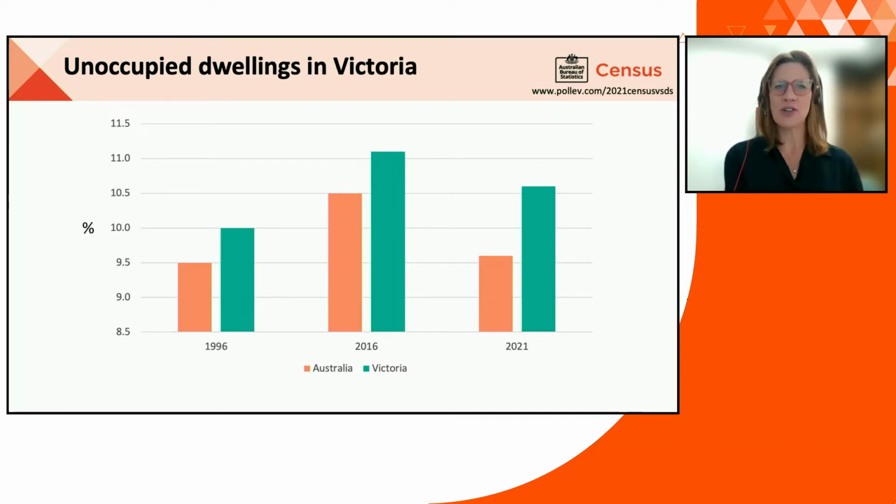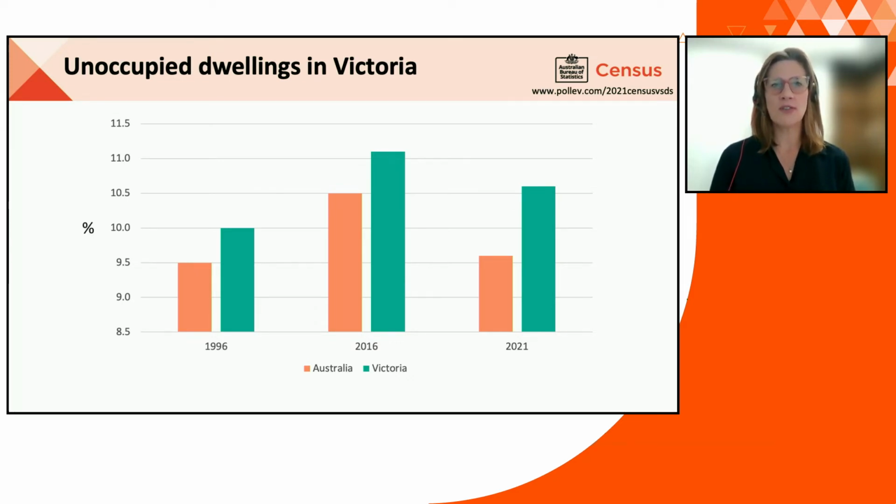A topic of commentary in the press has been unoccupied dwellings. So I thought it'd be useful to show how that has in fact changed over time. And in this graph, now presenting it back as a percentage, because I want to compare Victoria to Australia as a whole. Again, left of the screen is 1996 through to 2016 in the middle, and right of the screen is 2021. In Victoria on census night last year, there were about 300,000 unoccupied dwellings, and that represented about 10.6% of all private dwellings, which is much higher than the national proportion, which is more like 9.6%, but is quite a bit down on the proportion of dwellings that were unoccupied in 2016.